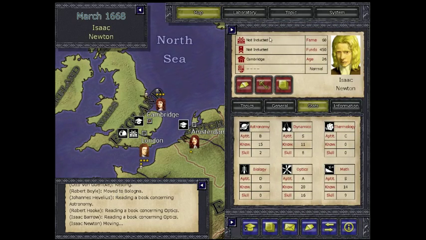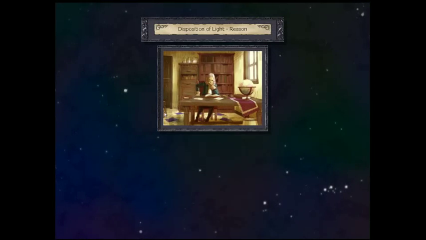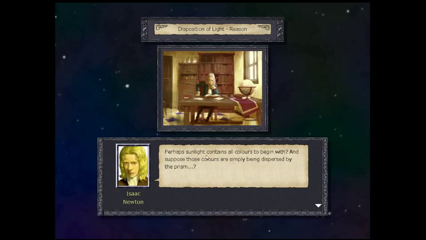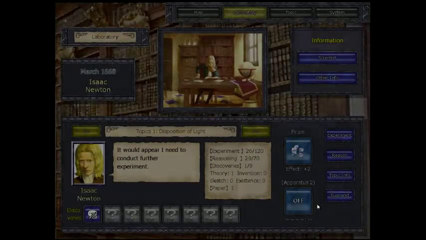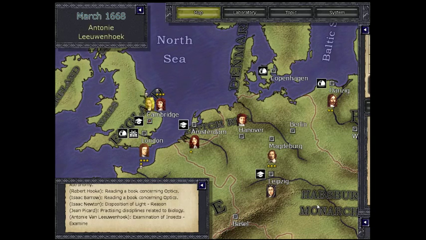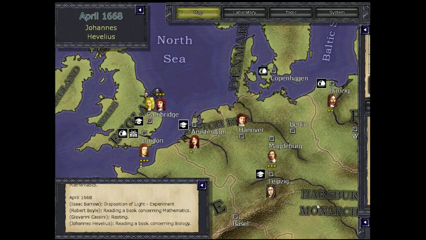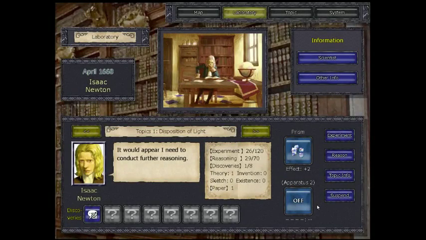Alright, so my knowledge is up to 20 now. Let me go ahead and do some more reasoning, see if the increase in knowledge helped my ability to reason. Again, I'm still experimenting a little bit with this game. And it really didn't impact it much. I think I'm going to need to go ahead and do some more experimenting. That's typically when I find out the discoveries during experimentation. So, reading and reasoning throughout the winter of 1668.